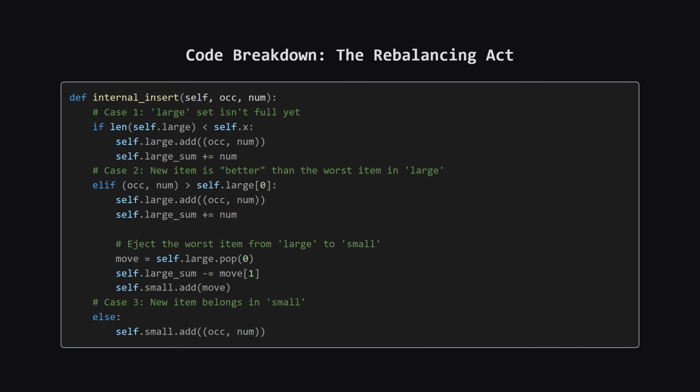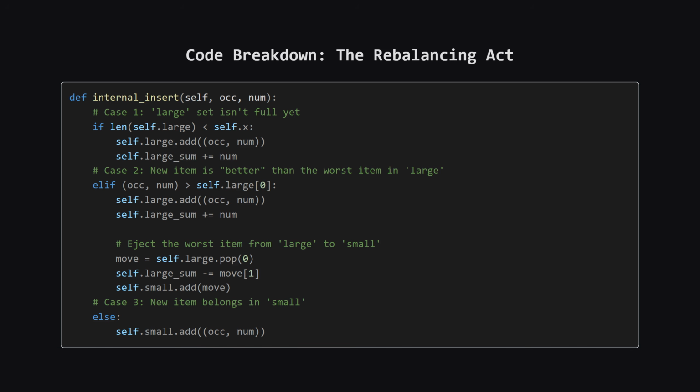That internal insert function is where the magic happens. After we update a number's frequency, we need to decide where it belongs. If our large set isn't full yet, the new item goes straight in. If large is full, we check if our new item is better than the worst item currently in large. Because it's a sorted list, the worst item is at the very beginning. If our new item is better, it goes into large and the worst one gets kicked out into the small set. Otherwise, the new item just goes into small.